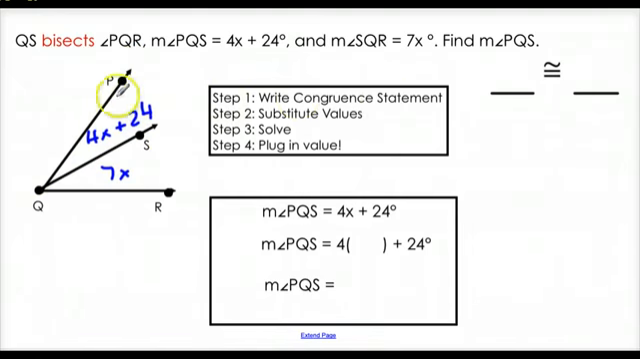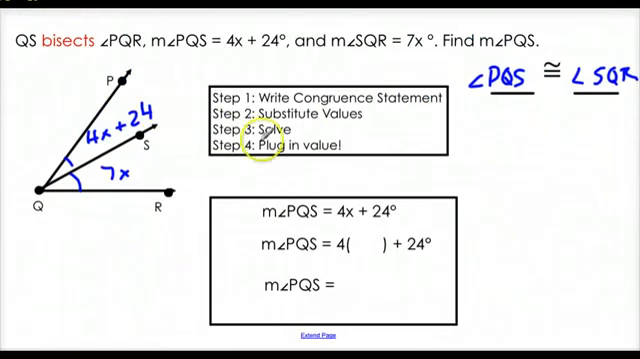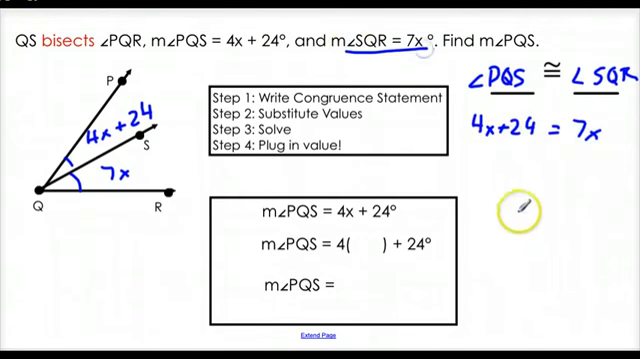So, we filled in our angles. Now we got to write our congruent statement. Let's start there, okay? So we know that angle PQS, this angle right here, has to be congruent to angle SQR. Why? Because if this is the bisector, that makes this congruent to this. And I should have done that on this too. This is congruent to this. Alright? What we have to do now is substitute our values. So PQS is 4x plus 24. And we know SQR is 7x. Alright? Just substitute our values.